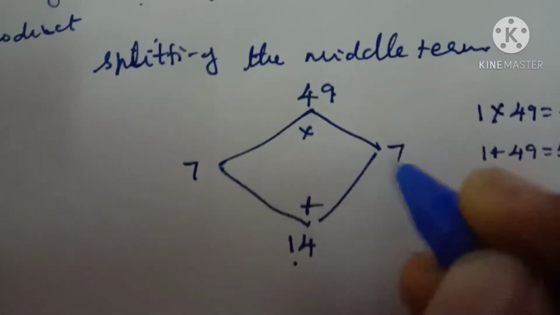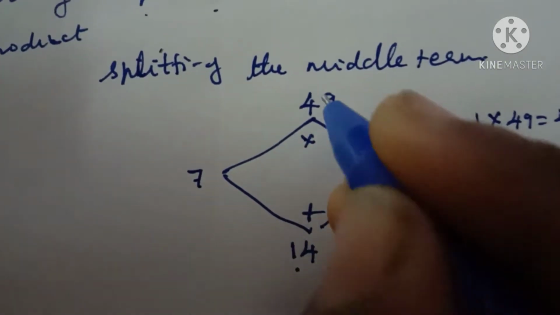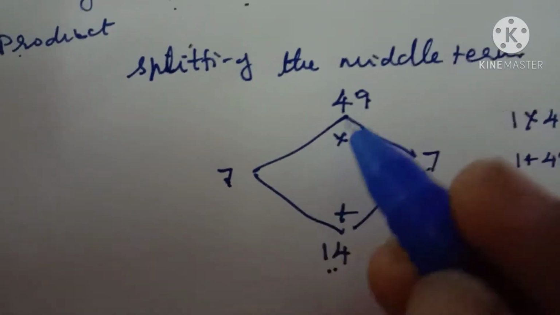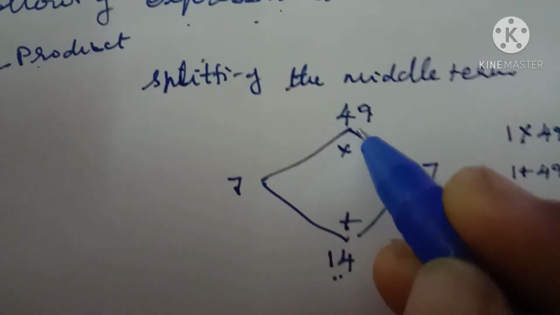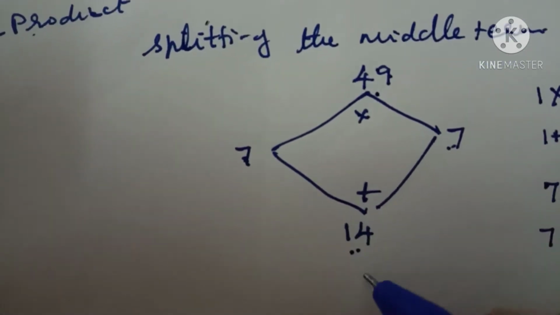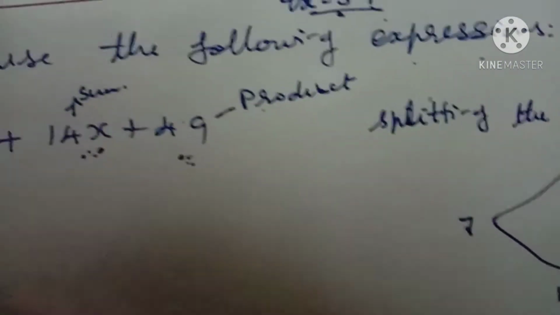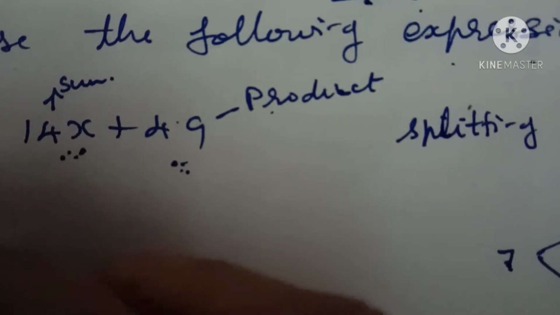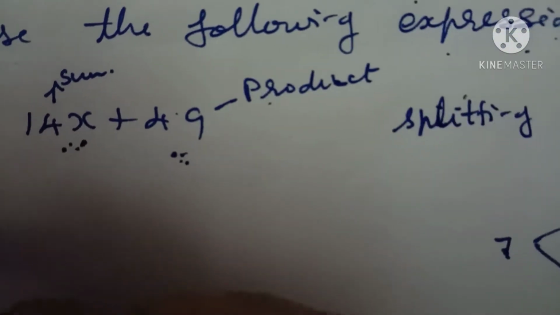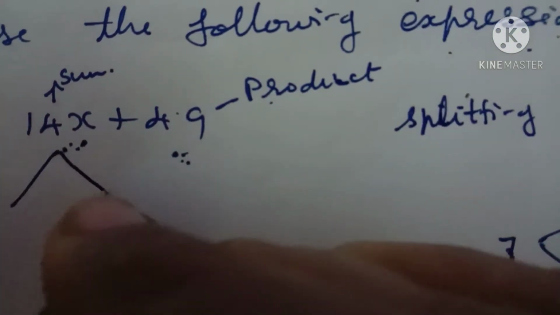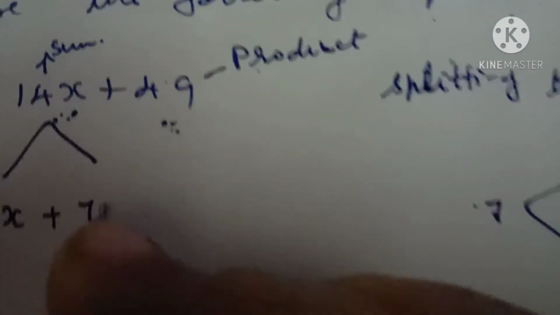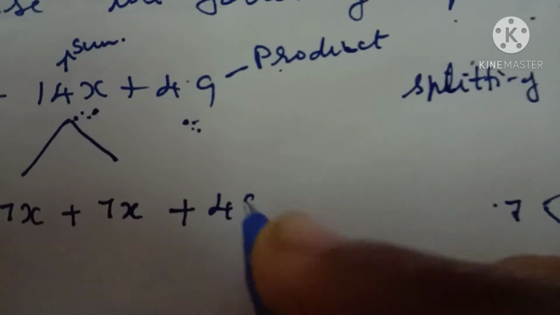Therefore, 7 into 7 is 49, 7 plus 7 is 14. Last term you have to multiply and get it. Middle term you have to add and get the value. So your factors: x square plus, you are splitting up the middle term, that is 7x plus 7x plus 49.